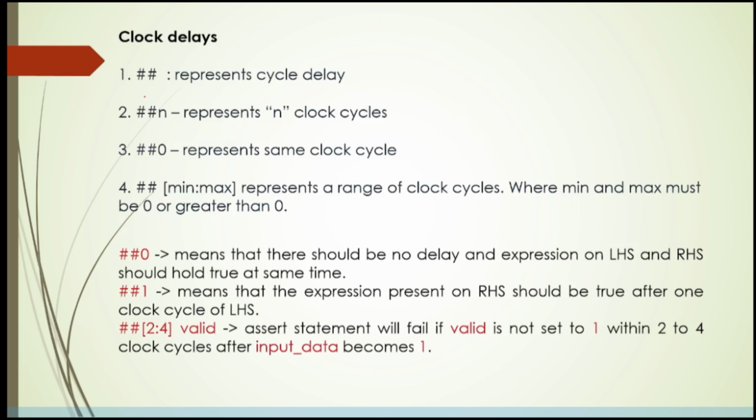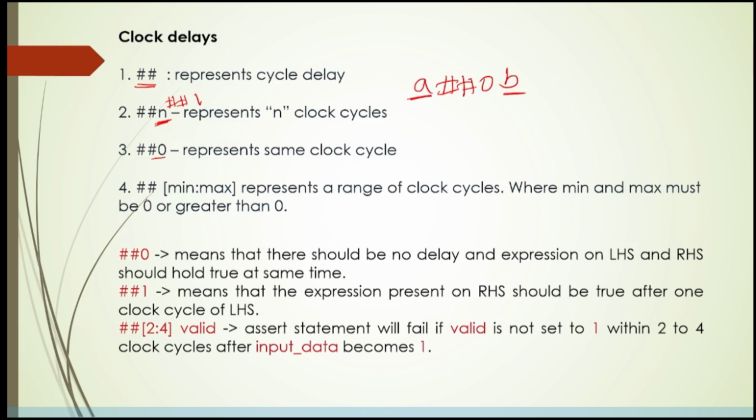So clock delays are in this way: ## represents the clock delay or cycle delay. For how many clock cycles you want to take delay, you give it as a number, like ##1 means one clock cycle, ##2 means two clock cycles. If it's ##0 it means both should happen at the same time. For example, you write A ##0 B. That means as soon as A is high, B should be high in that same clock cycle itself.